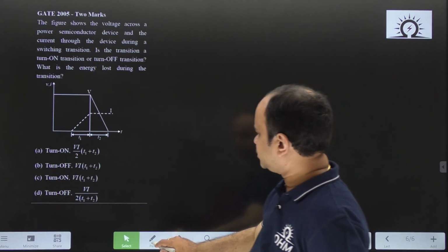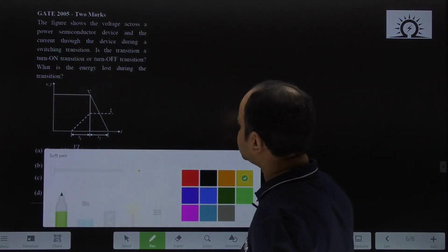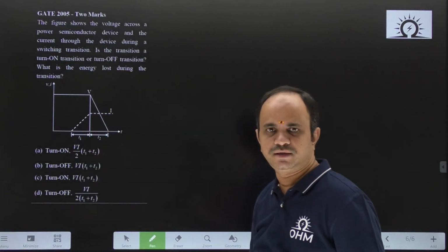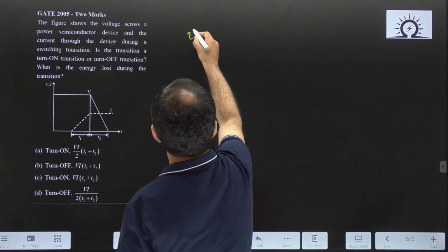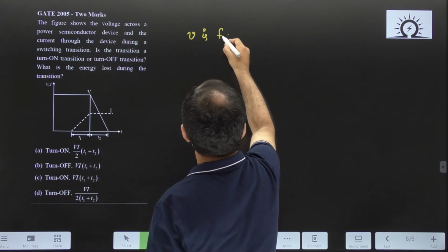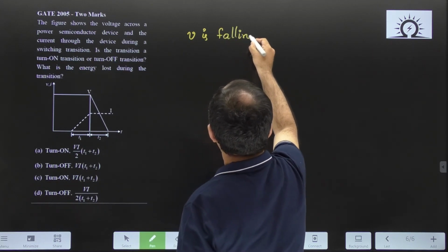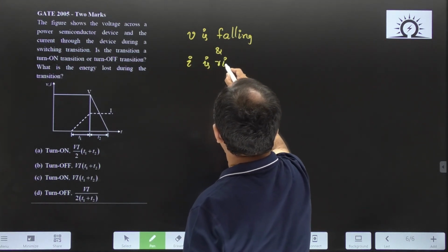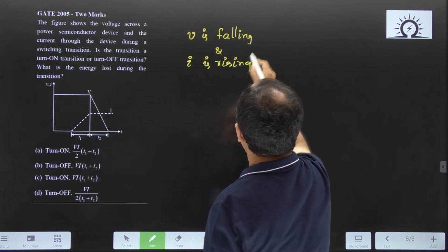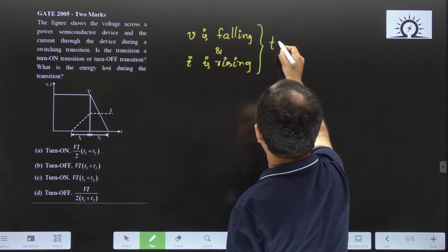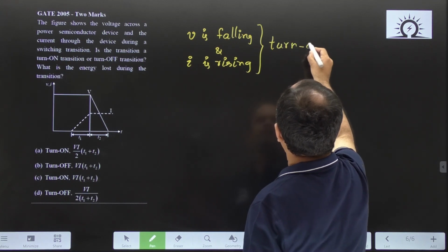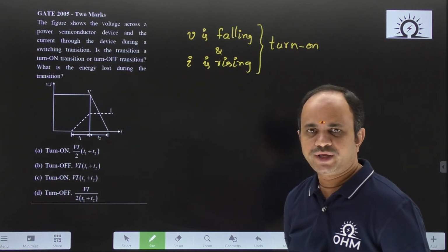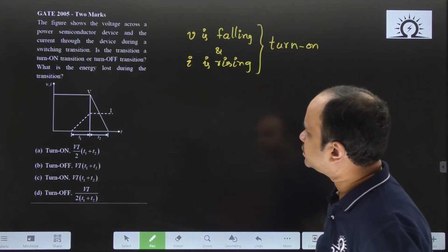Now, we can observe here that during this transition the voltage waveform is falling and the current waveform is rising. Okay. Therefore, voltage is falling and current is rising. So, this transition will be a turn on transition. Whenever a power semiconductor device is turning on, current will slowly increase and voltage will decrease. Okay, that is the first part of the question.